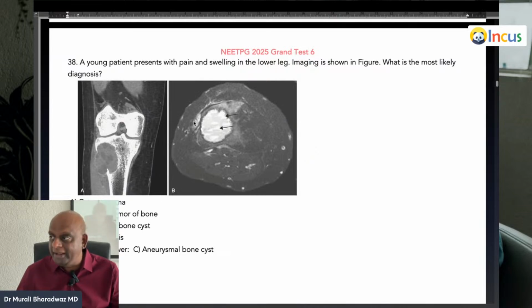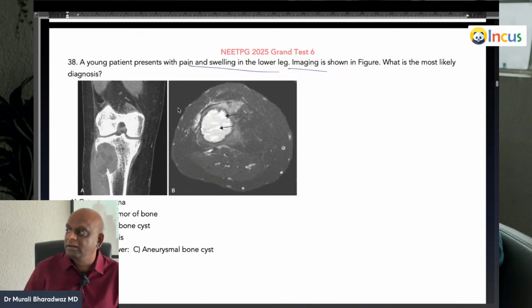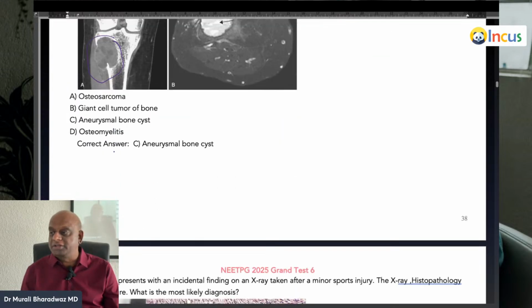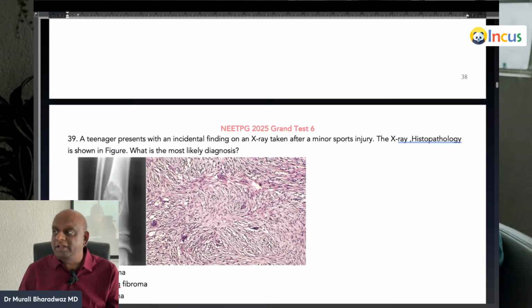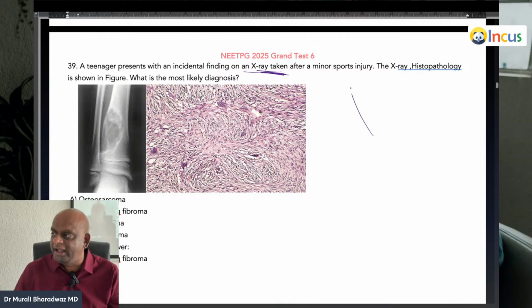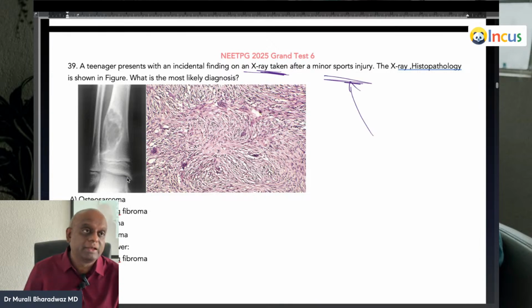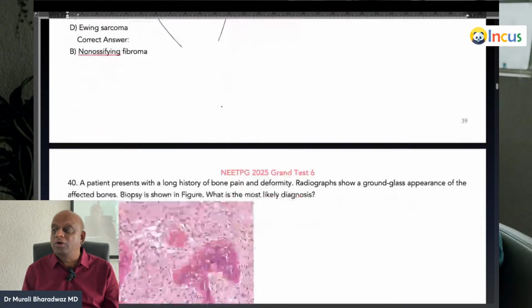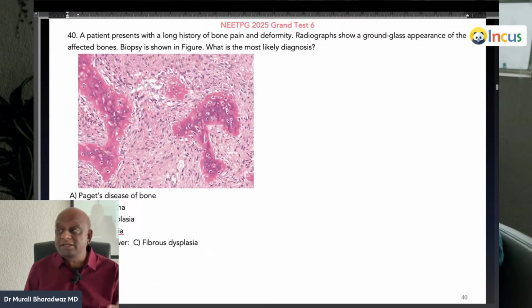A patient has got a pain and swelling in the lower leg, right? And what do you see here? Eccentric dilatation, which is aneurysmal bone cyst. A teenager with an incidental finding on the X-ray taken after a minor sport. So this is how a non-ossifying fibroma can be found histologically. The non-ossifying fibroma. A patient has a long history of bone pain and deformity.